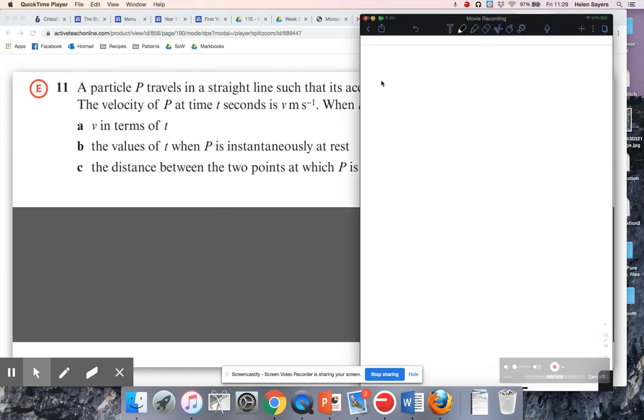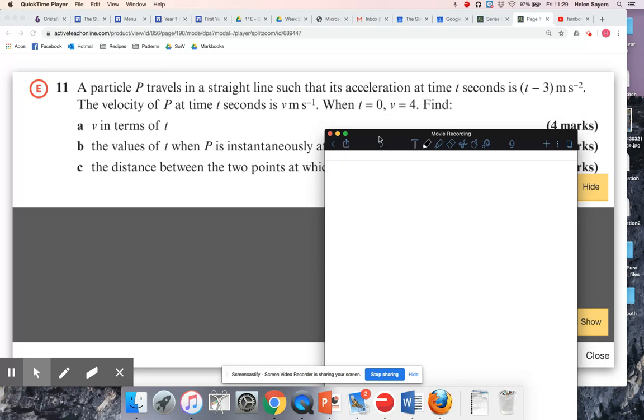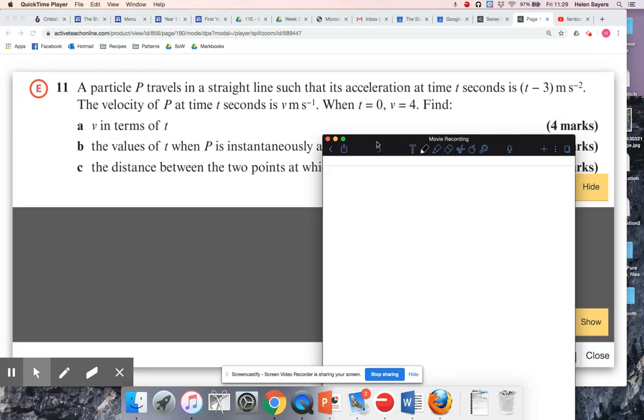So I'm given the acceleration and I'm after the velocity. That's going to involve integrating. So the velocity is the integral of t minus 3. Okay, so that was the acceleration. So t is going to integrate to t squared over 2. 3 is going to integrate to 3t, and there's going to be a plus c because I'm integrating, so don't forget that. So then it also tells me that when t is 0, v is 4.